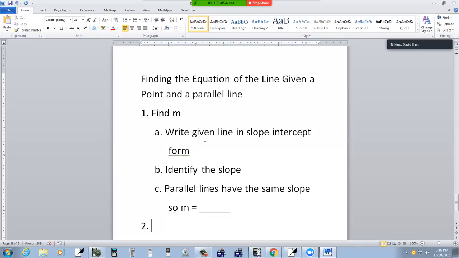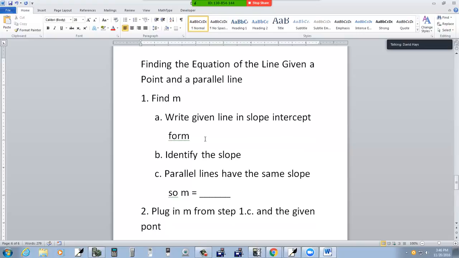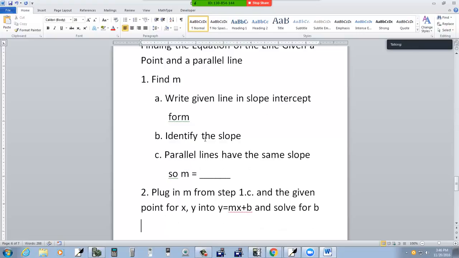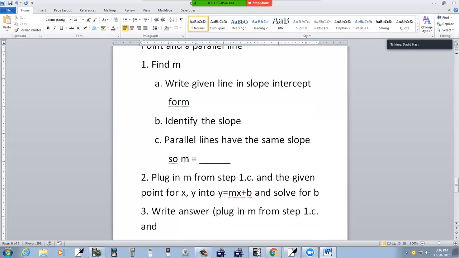Step 2, plug in m from step 1c and the given point for x and y into y equals mx plus b and solve for b. And step 3 is to write the answer. Plug in m from step 1c and b from step 2 into y equals mx plus b.